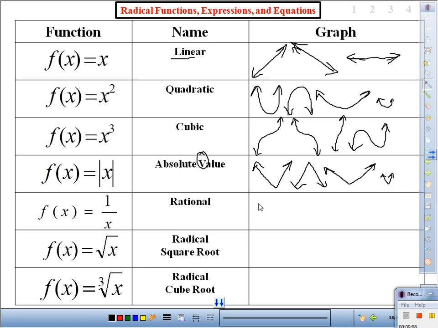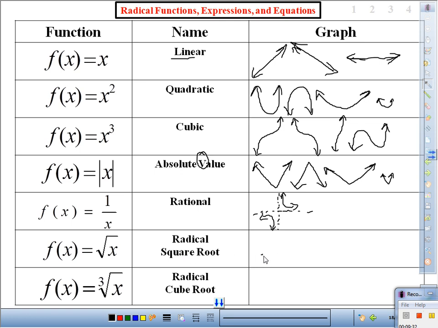Rational. This is the one you guys had fun with. You guys remember these? Asymptote. With the function right there. And of course, if it's negative, it reflects and so on and so forth.